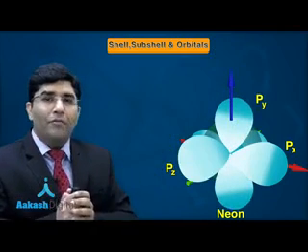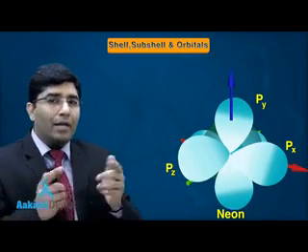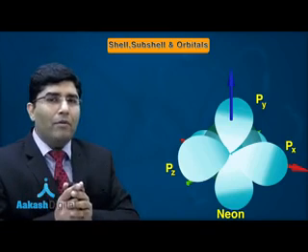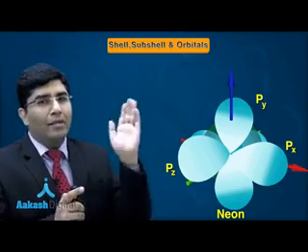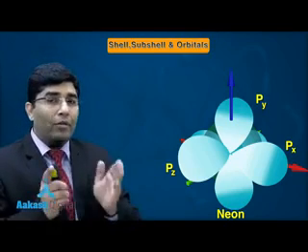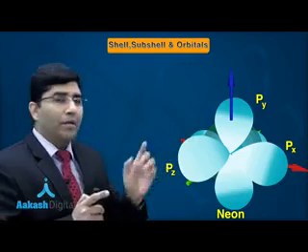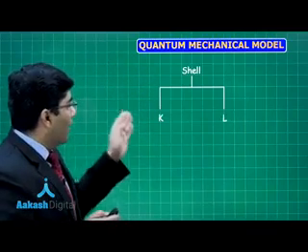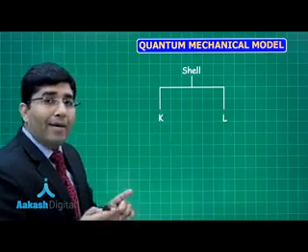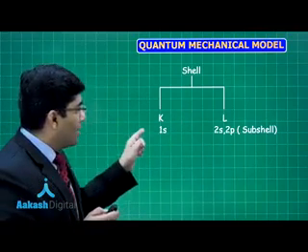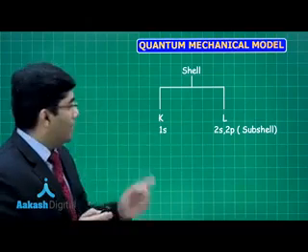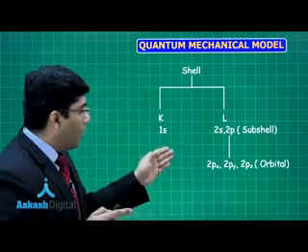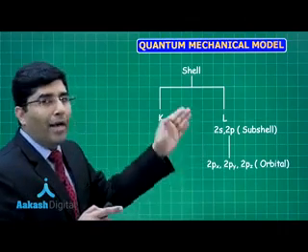So if their paths are different, their energies are different, their radii are different, their angular momenta are different, how can we make that earlier model? The actual model of neon is this one. The shells present in neon are K and L. K has only one subshell, that is 1s. L has two subshells, 2s and 2p. And 2p has three orbitals, px, py and pz.